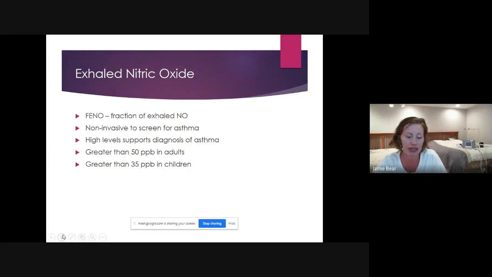Exhaled nitric oxide is to look at asthma. What's nice about this is that it's not considered the most accurate, but it is a non-invasive way, so it is used frequently. But as I said, if you look at EPR guidelines, it's not part of that, but it might come up on your test. It's just looking at the fraction of exhaled nitric oxide. It's a non-invasive way to screen for asthma. High levels of it support the diagnosis of asthma. Greater than 50 parts per billion in adults or greater than 35 parts per billion in children can indicate that there is asthma.